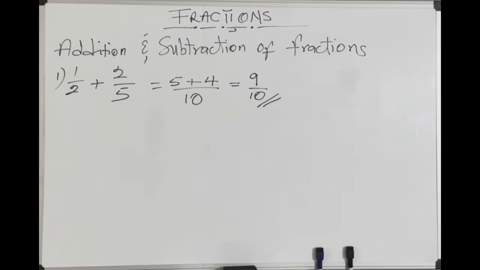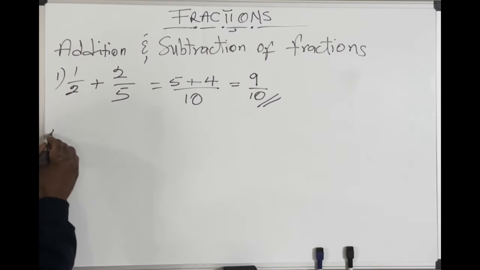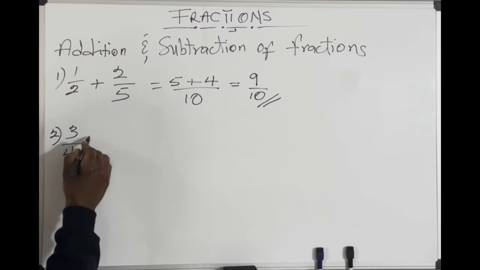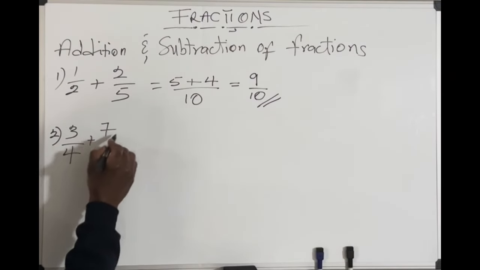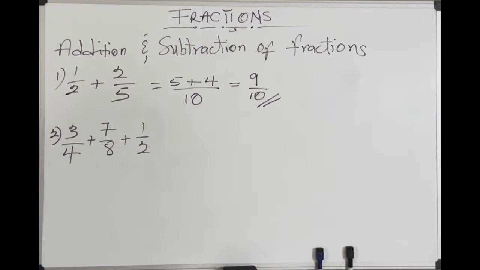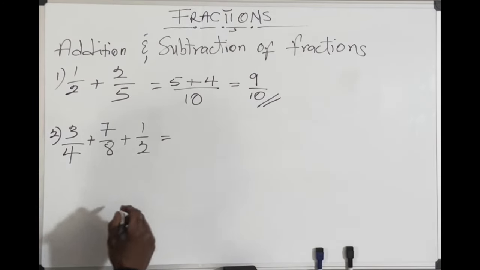Then let's see, we have another example here. We have 3 over 4 plus 7 over 8 plus 1 over 2. Okay, so we have to change the denominators to be the same denominator, then we can go on to work it out.